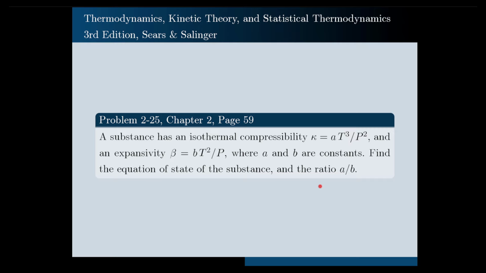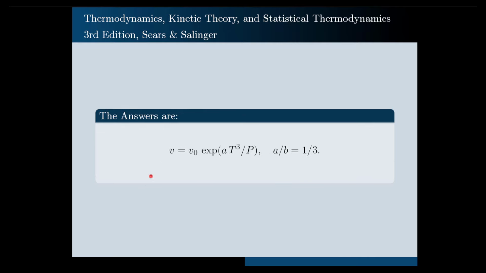It would be a good idea if you pause the video at this point and try to solve the problem yourself first. If you do your calculations correctly, these are the answers that you will get. The equation of state will read like this: V equals V naught times exponential of A times T cubed over P, and the ratio of A over B is equal to 1/3.